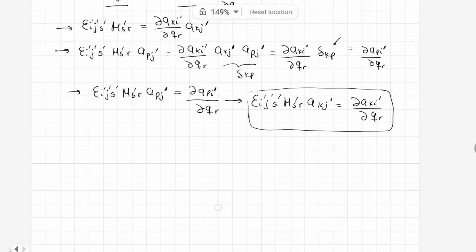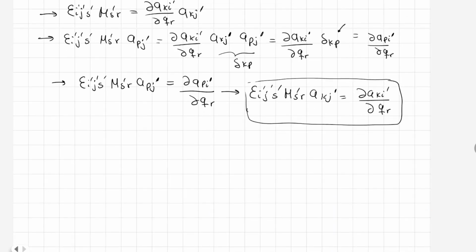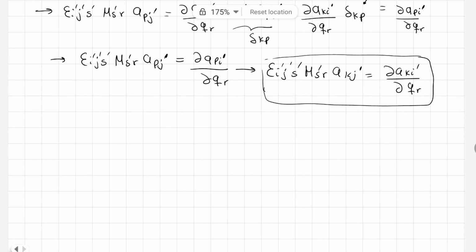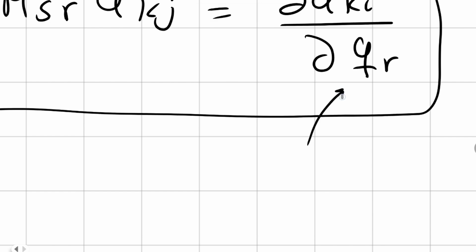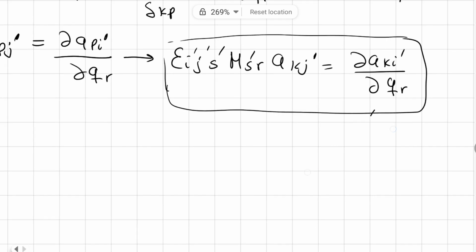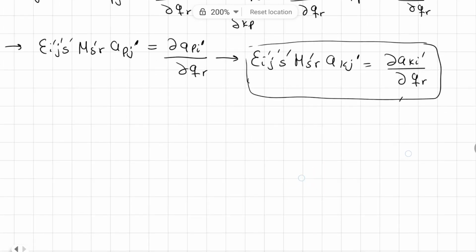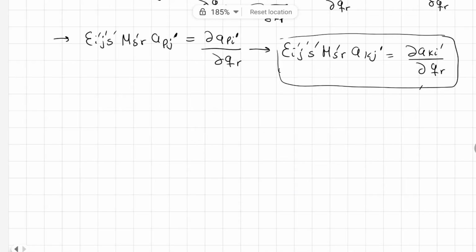So what is next? Well, now that we have the first partial derivative of A, we are going to take a second partial derivative of A, but now with respect to another variable. Here we took the derivative with respect to Q_R. Now we are going to take the derivative with respect to another Q, let's say Q_M. So let me calculate that.